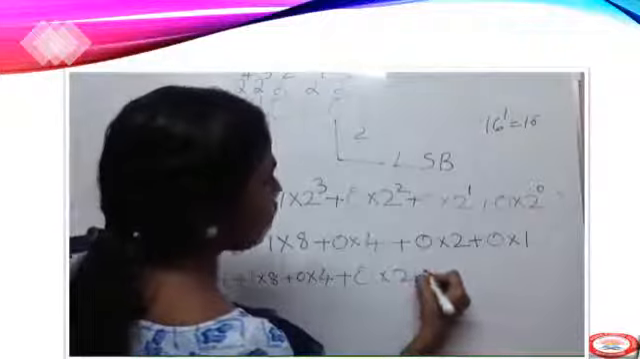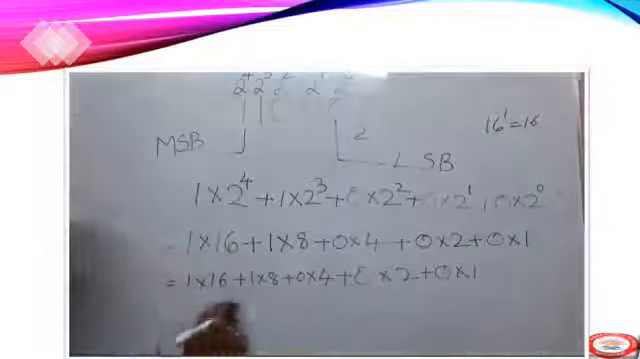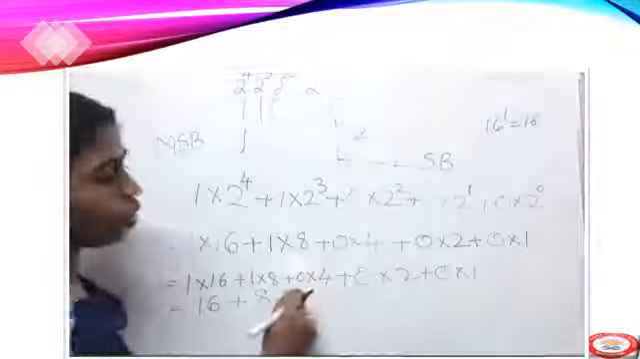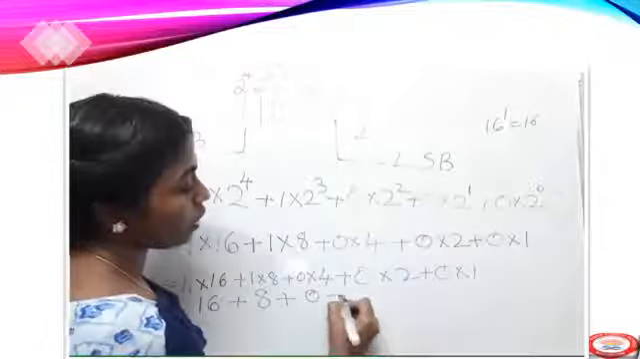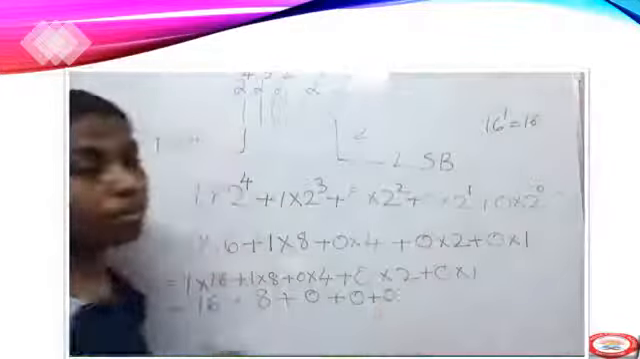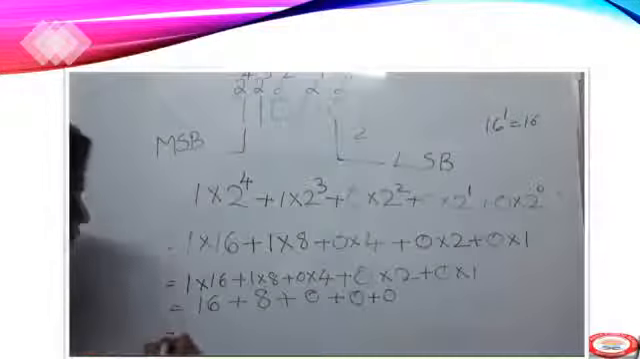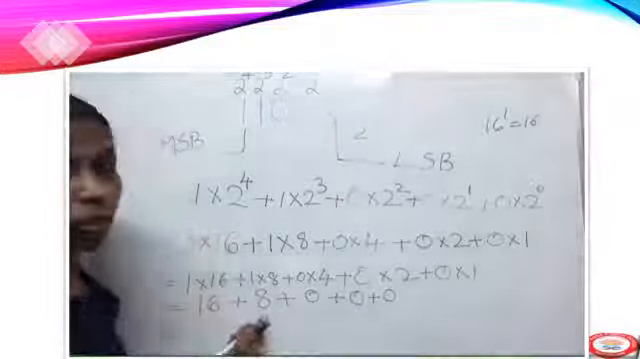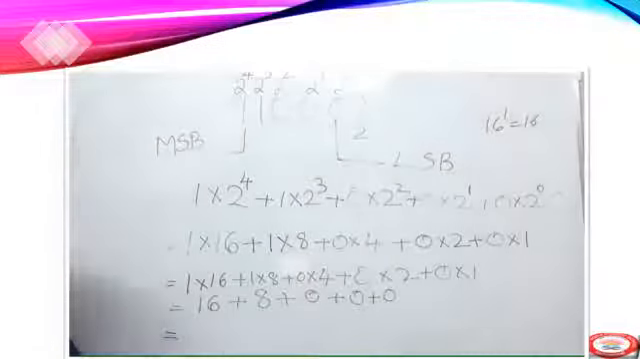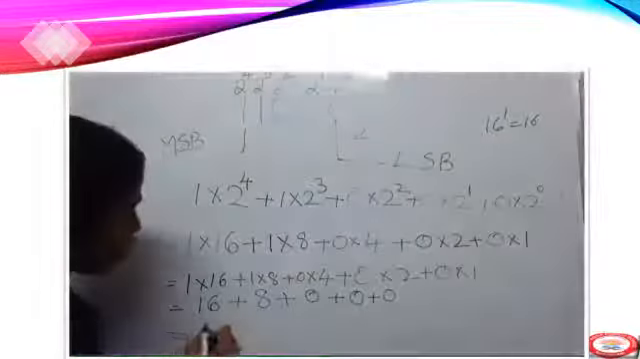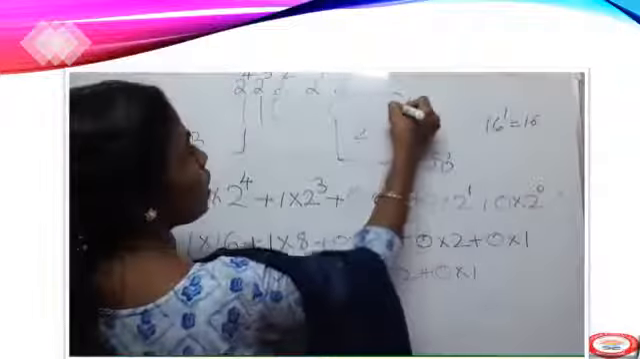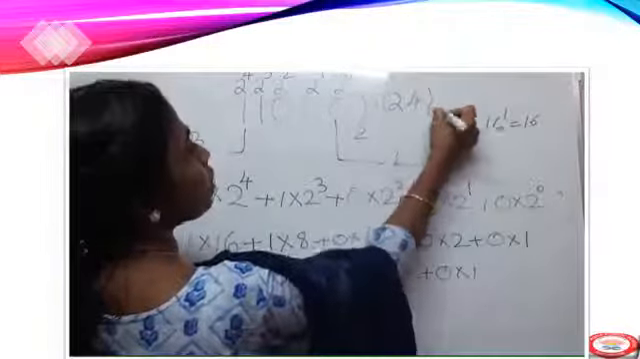0 into 2 plus 0 into 1. Then 1 into 16 is equal to 16, plus 1 into 8 is equal to 8, plus 0 into 4 is equal to 0, 0 into 2 is equal to 0, plus 0 into 1 equal to 0. Then 16 plus 8 is equal to 24, plus 0 is equal to 24. Then I hope all of you know adding 0 gives that number itself. So the number is 24. So 24 is the corresponding decimal number of this binary number.